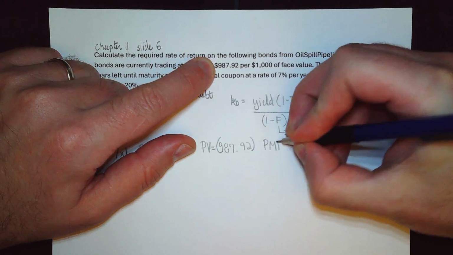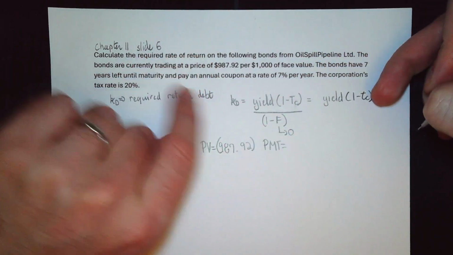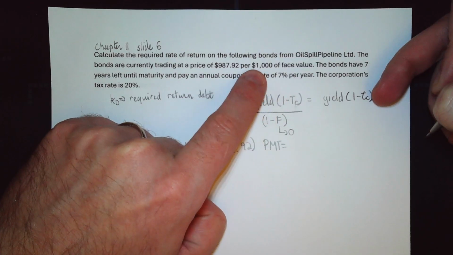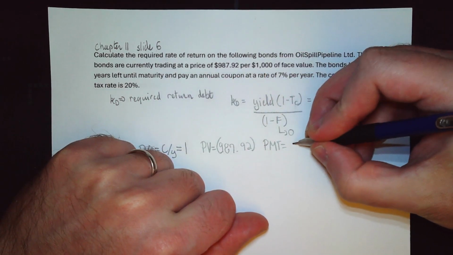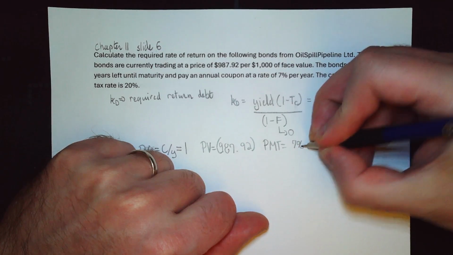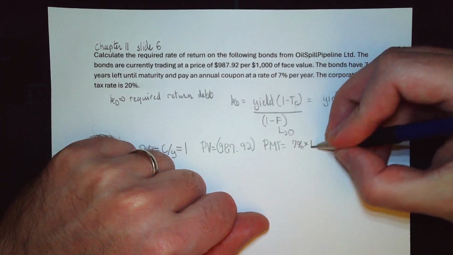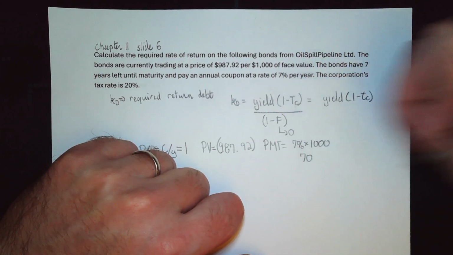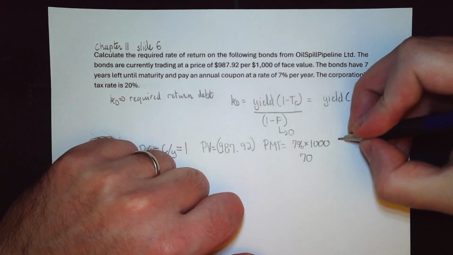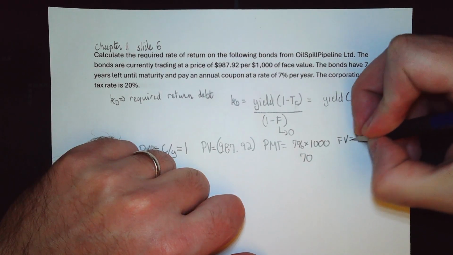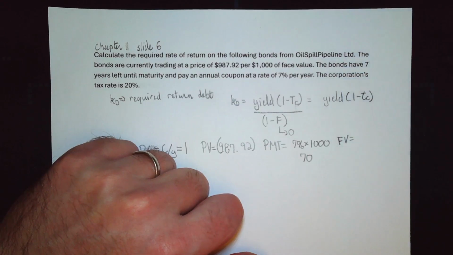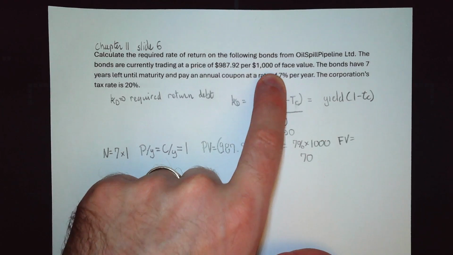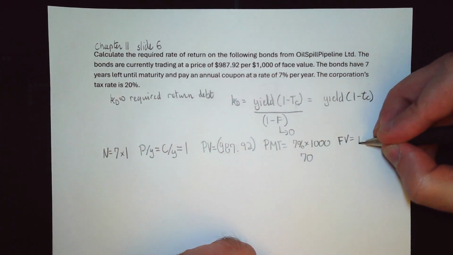If I buy this bond, I'm going to receive an annual payment of 7% of the par value. So I'm going to receive 7% times the face value. That should be $70. That's my PMT. And the FV is how much will I receive on maturity of the bond? Well, at maturity of the bond, I will receive the face value, 1,000.